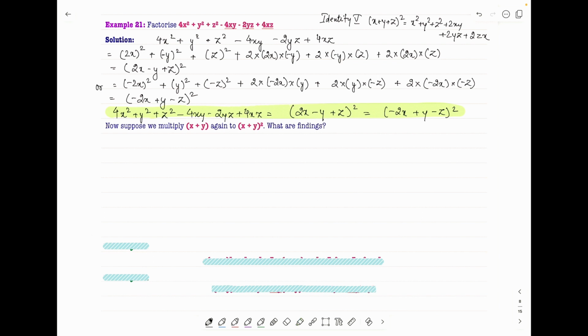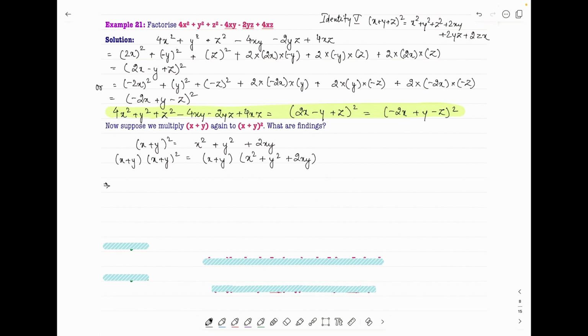Now for finding the sixth identity, we were told about x plus y whole square equals x square plus y square plus 2xy. If I multiply another x plus y to this equation, x plus y equals x plus y whole square, if I multiply, x plus y into x plus y whole square, this will become x plus y into x square plus y square plus 2xy.